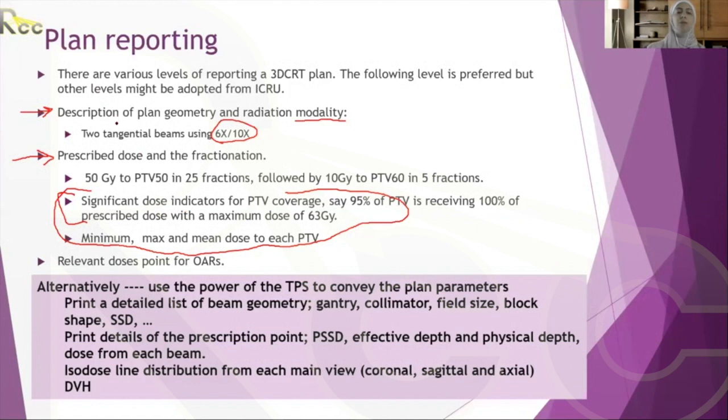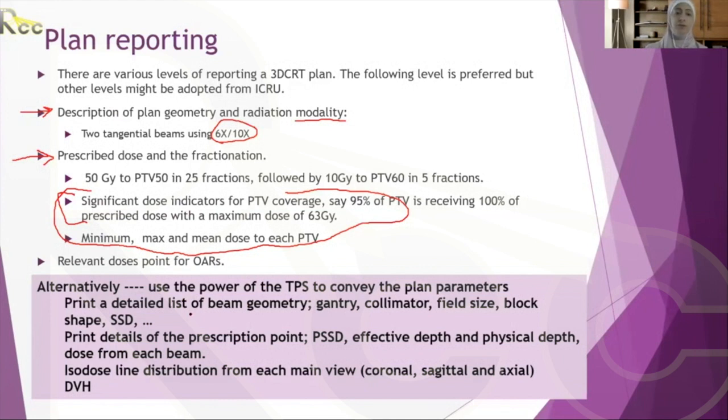You just say we're doing 8-field lung treatment with 6 MV photons, prescribing 50 gray in 25 fractions. And then you refer to the DVH printout for all the information about the PTV, GTV, or the organs at risk, okay? This is what other people do. So we don't have to write everything, as long as you report it. The important thing is that you report it. You don't have to write it.